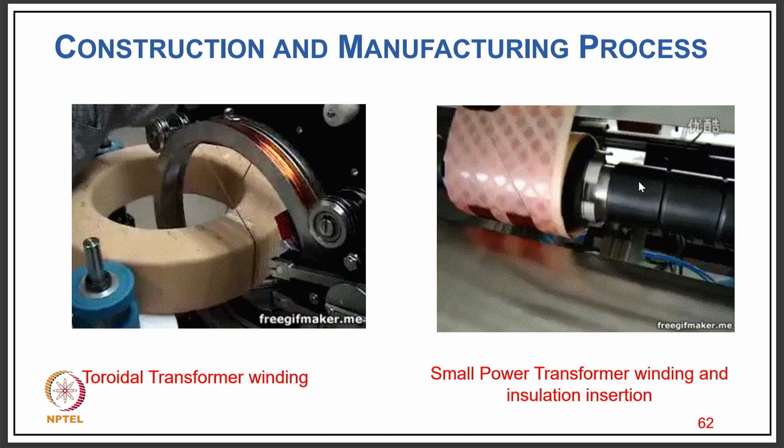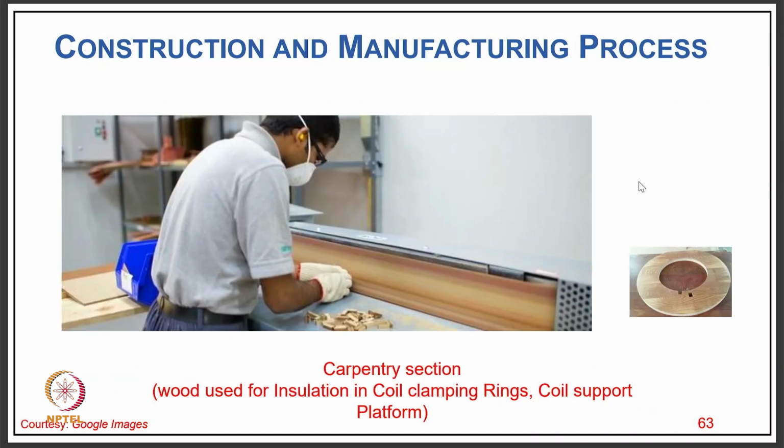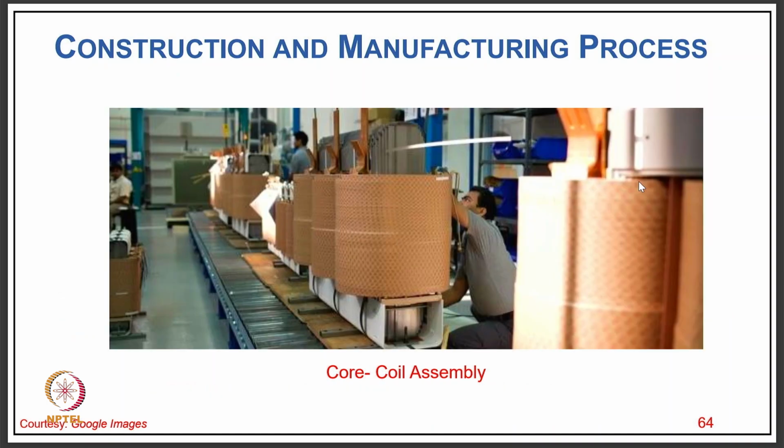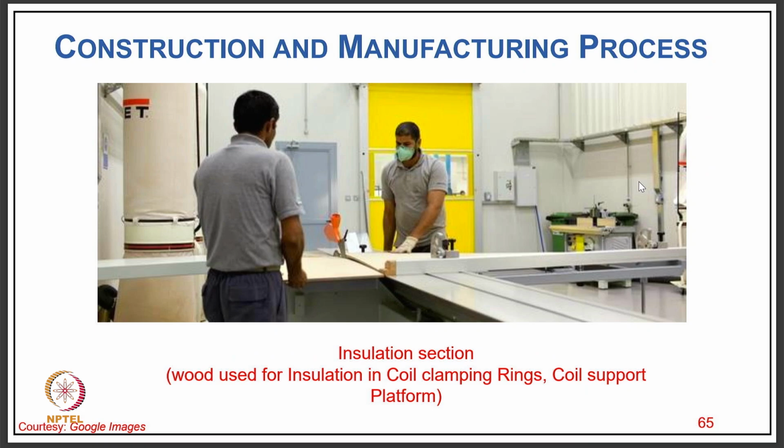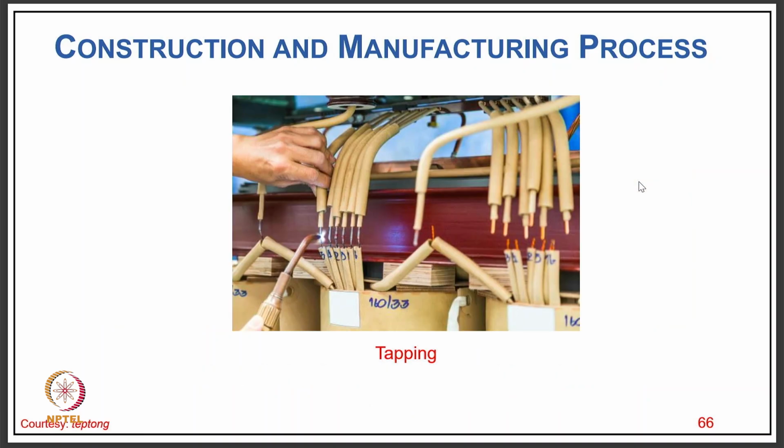Then we have the toroidal transformer winding. A special machine is there for the toroidal transformer, and then the small power transformer winding and insulation insertion. Then we have a carpentry section for wood used for insulation, coil clamping rings and the coil support platform, then the core coil assembly, and the insulation section with wood used for insulation, coil clamping rings and coil support platform.